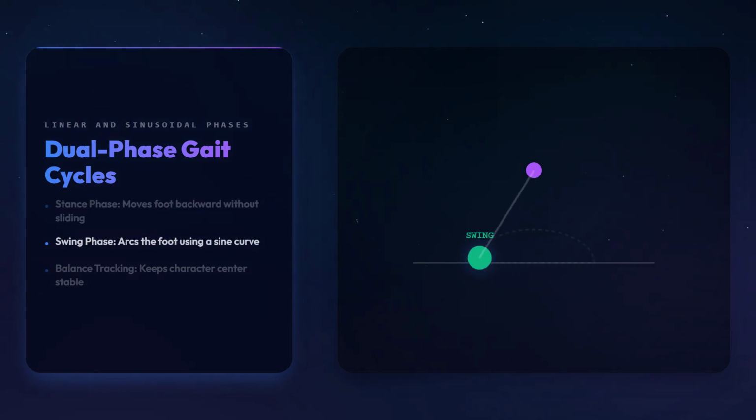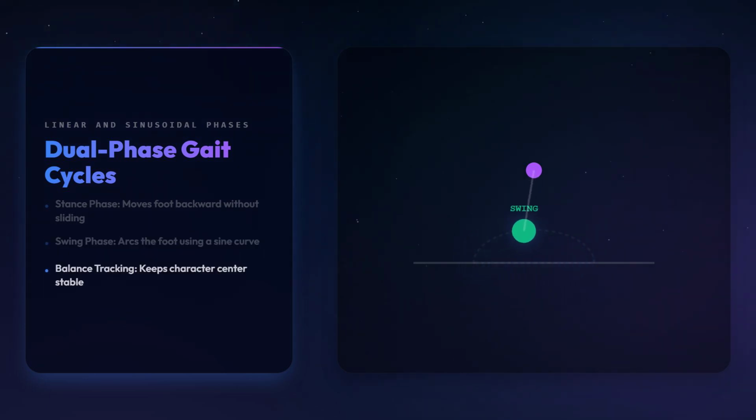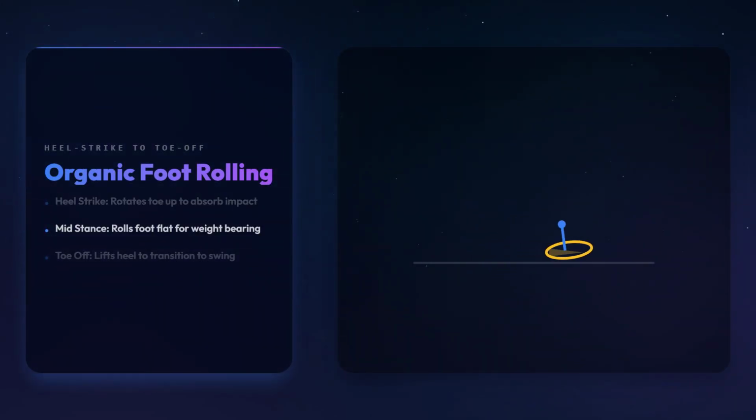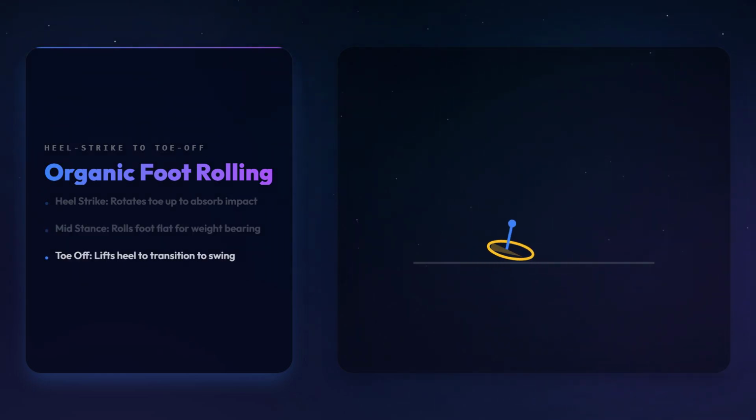During the stance phase, the foot moves linearly backwards. During the swing phase, it lifts and arcs forward using a smooth sine curve. To avoid stiff, robotic strides, we simulate foot rolling. As the leg reaches forward, the foot rotates up for a heel strike and rolls flat on the ground. Finally, it lifts off with a toe push transition.